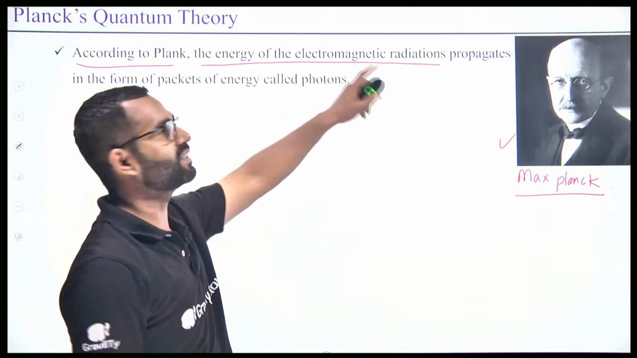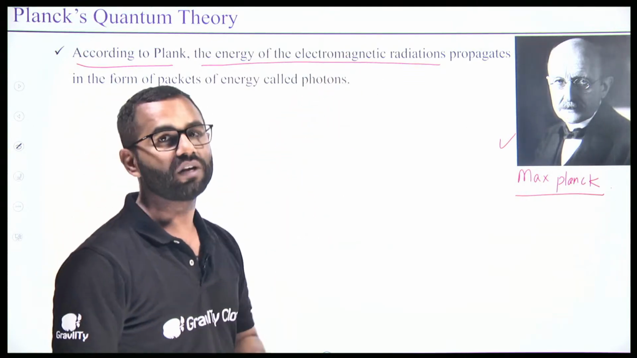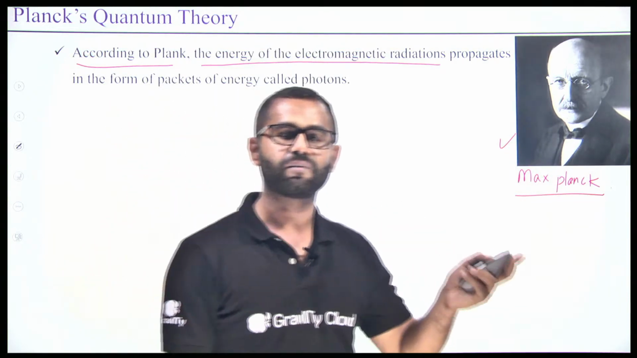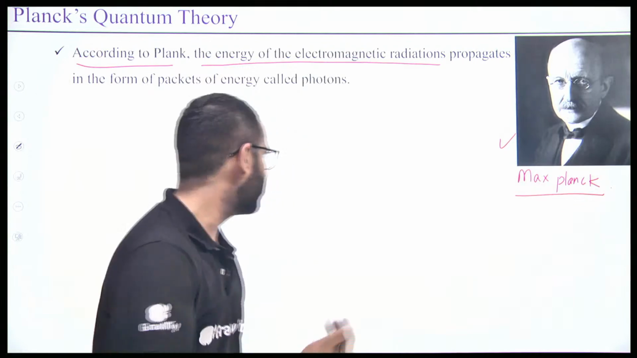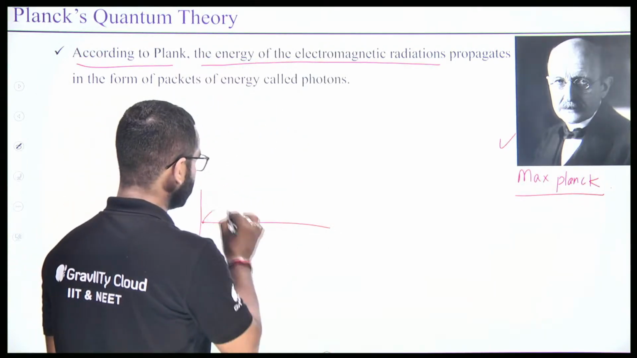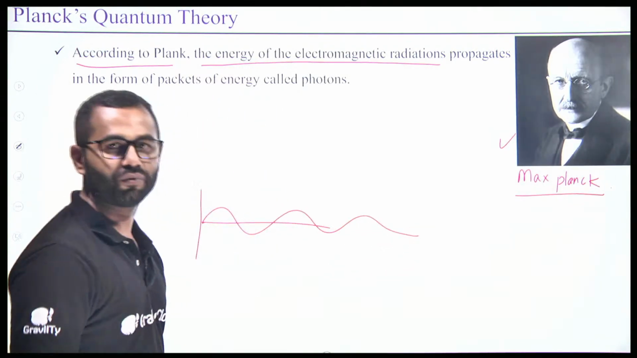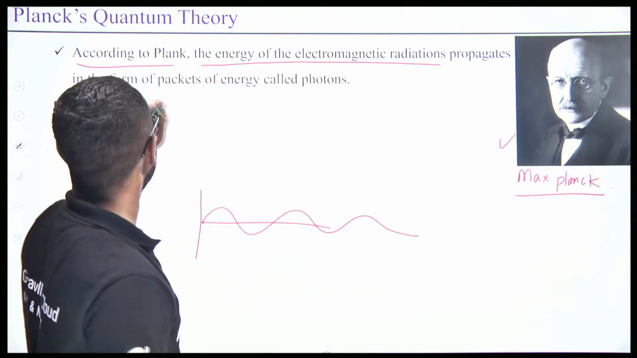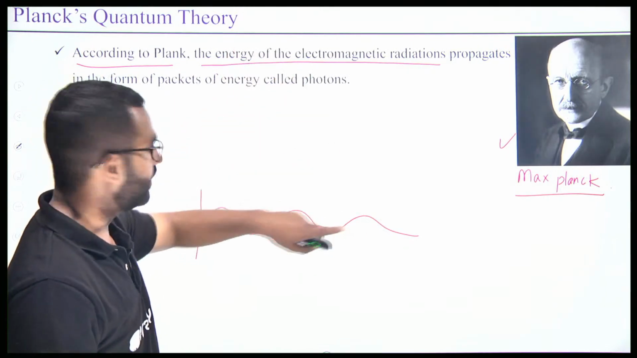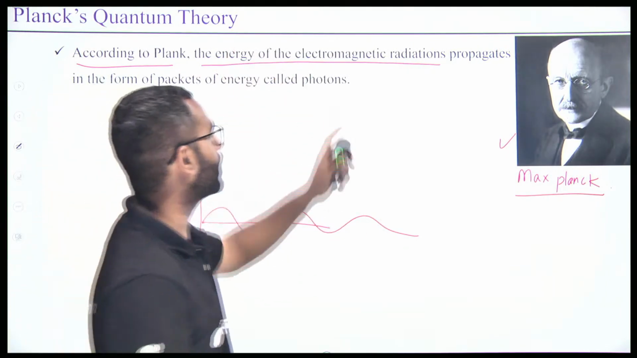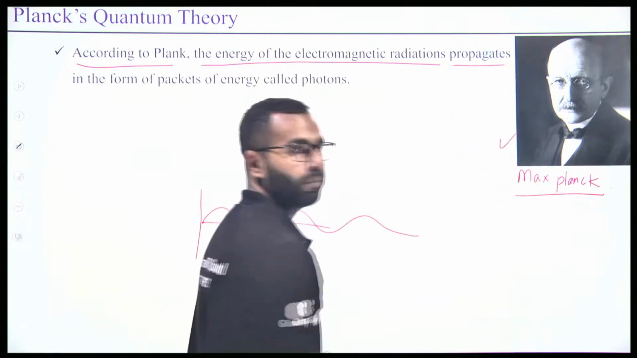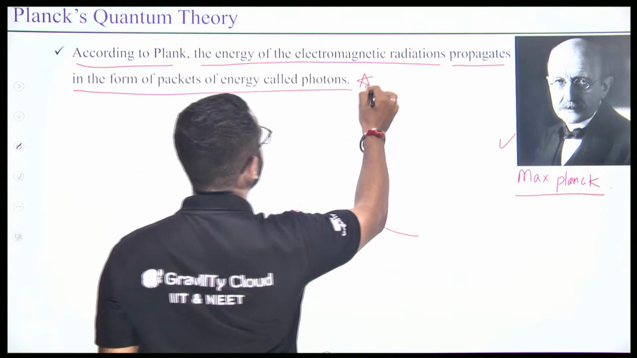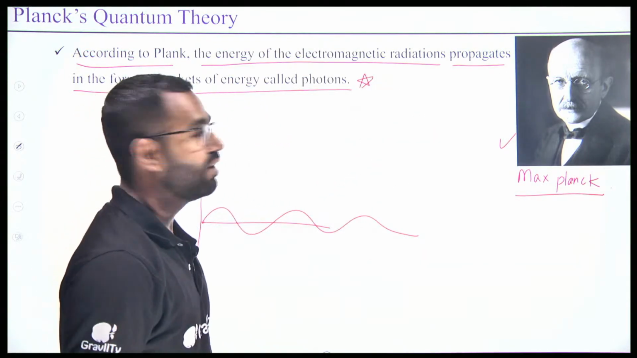Now we know electromagnetic radiations are what? They are a form of energy only, right? And we know electromagnetic radiations propagate, they move in the form of waves, right? We have understood how the waves move. So the scientist said that the energy of this electromagnetic radiation propagates in the form of packets of energy called photons.